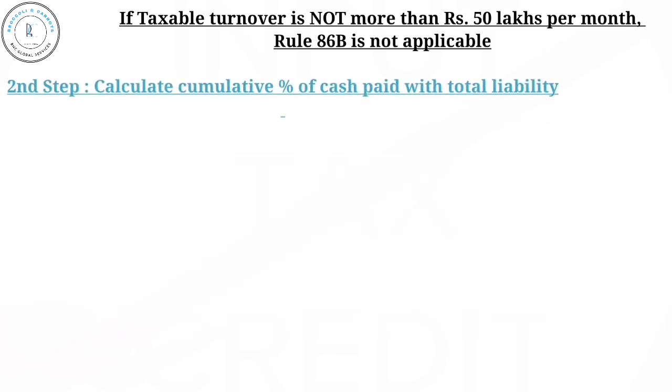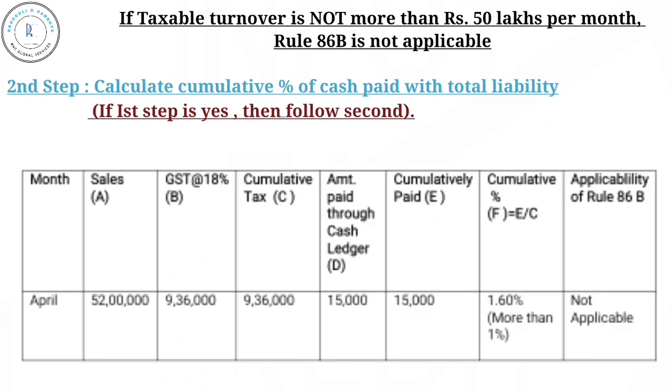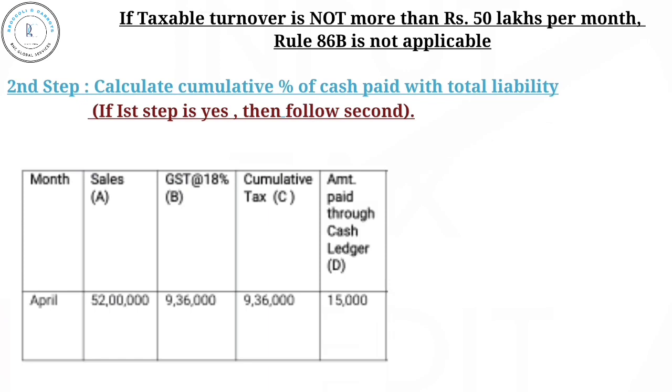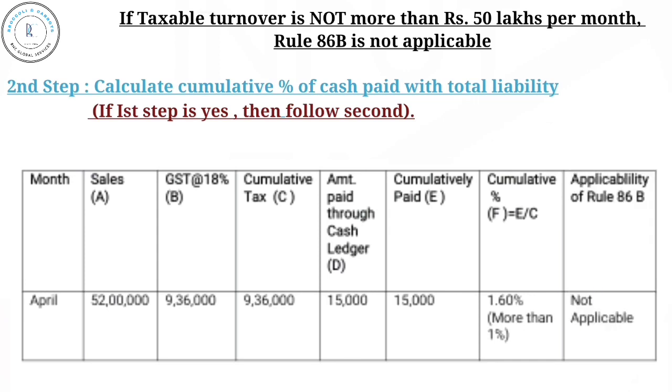Second step: calculate cumulative percent of cash paid with total liability. If first step is yes, then follow second. Month, April. Sales, A: 5,200,000 rupees. GST at 18%, B: 936,000 rupees. Cumulative tax, C: 936,000 rupees. Amount paid through cash ledger, D: 15,000 rupees. Cumulatively paid, E: 15,000 rupees. Cumulative percent, F equals E/C: 1.60%, more than 1%.